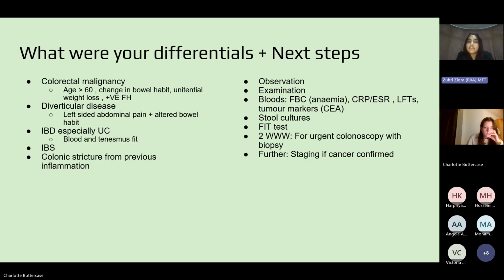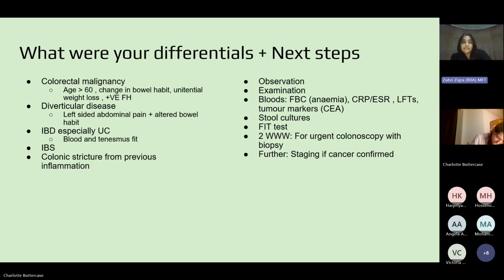People have mentioned this already, diverticular disease, left-sided abdo pain, wasn't it? IBD, IBS, colonic stricture. Next steps, so communication-wise, just mentioned the quick things you would have done. You would have observed them, tried to do an examination, do some bloods, maybe some stool cultures you could have sent off. A FIT test would be important in this scenario, but the main thing here would have been a 2-week wait, and you could have explained it as you're going to refer them to a specialist for an urgent camera test, just because of what you're worried about, essentially.